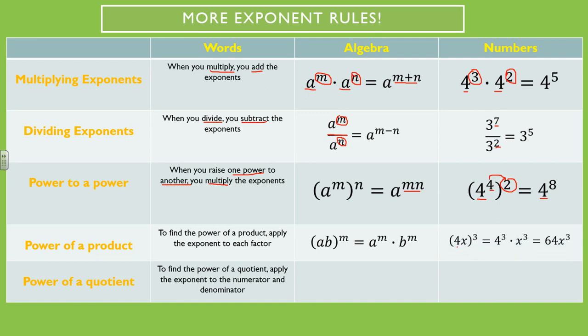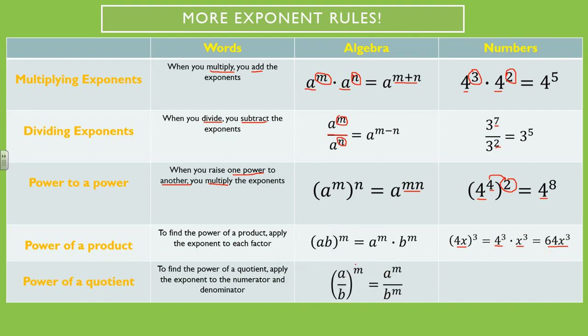Again, I've got 4 times x being taken to the third. So that means 4 gets a power of 3, and also x gets a power of 3. When you start simplifying that, you end up getting 64 x to the third.